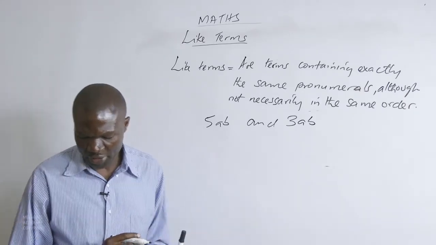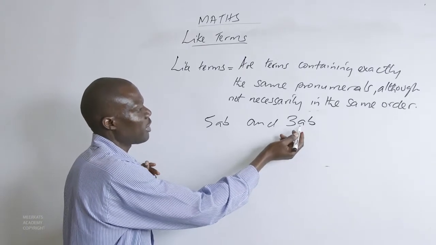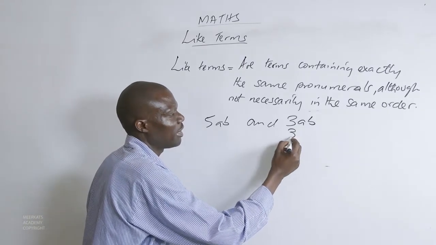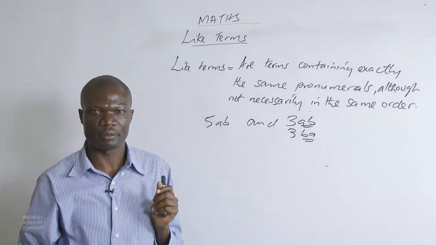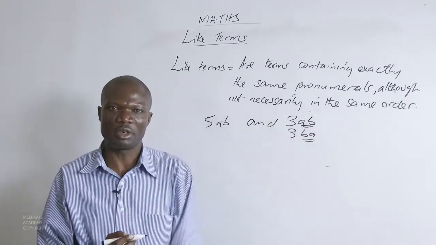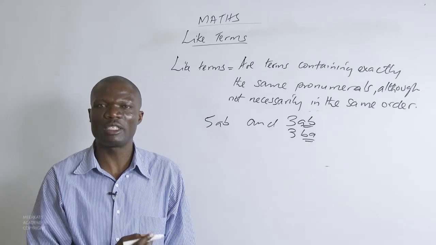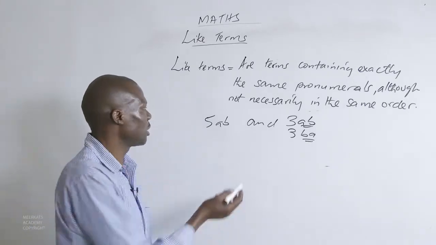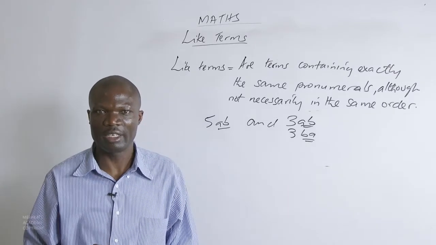But supposing we were to change. Instead of writing 3AB, we write 3BA. We have said not necessarily in the same order. So AB and BA simply mean the same. So we shall still say this and that are like terms.